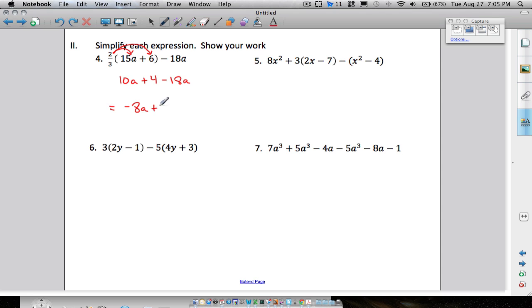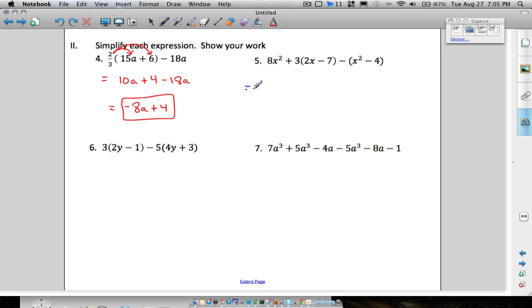And then we have our plus 4. And that's all we can do with that problem. And by showing your work, just that little bit of work there is what I will be looking for. Forgot my equals right there though. All right, and on to number 5.